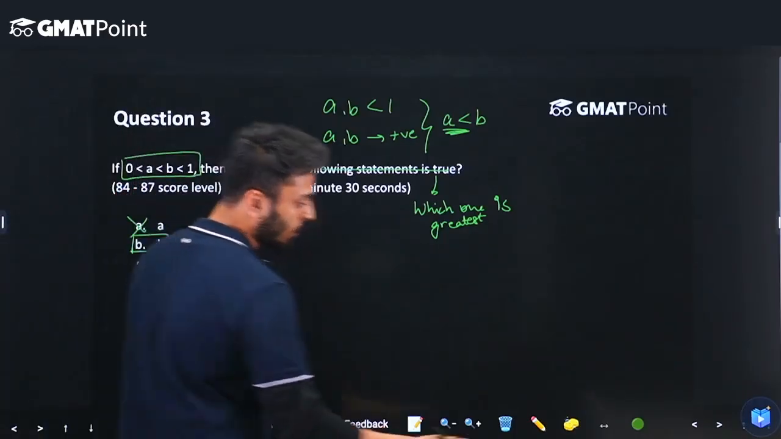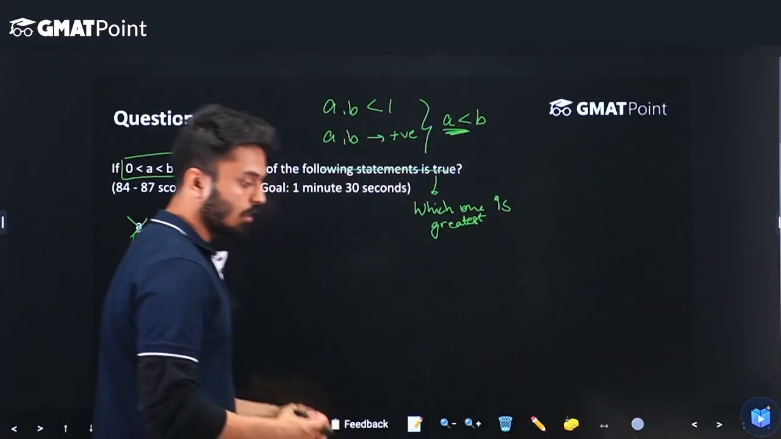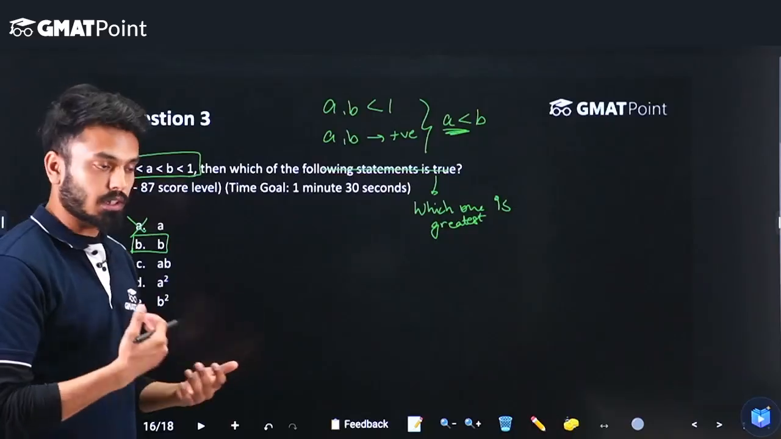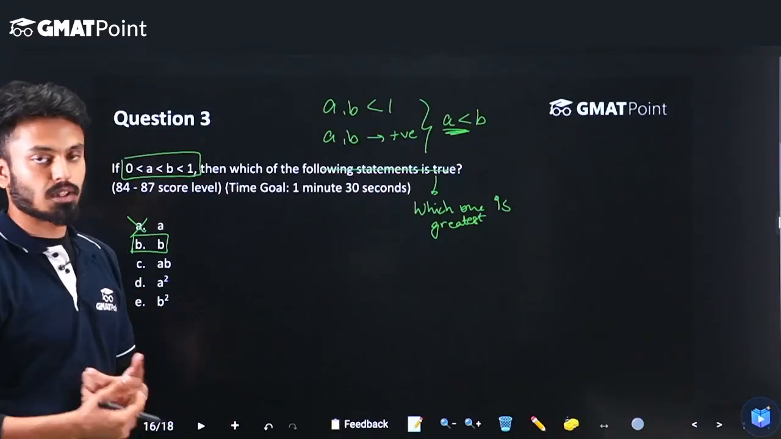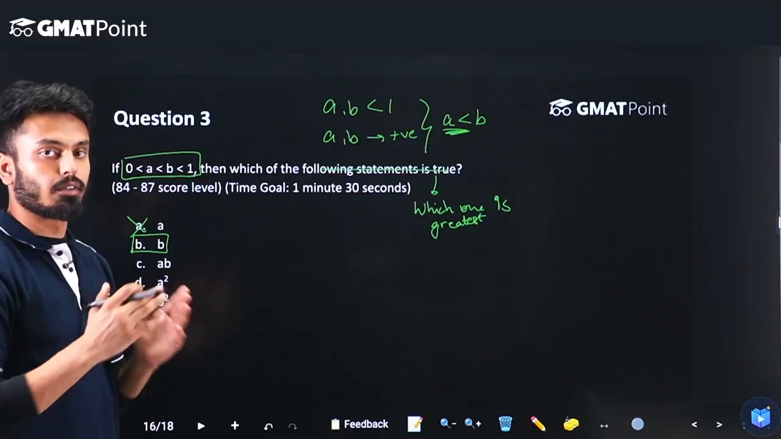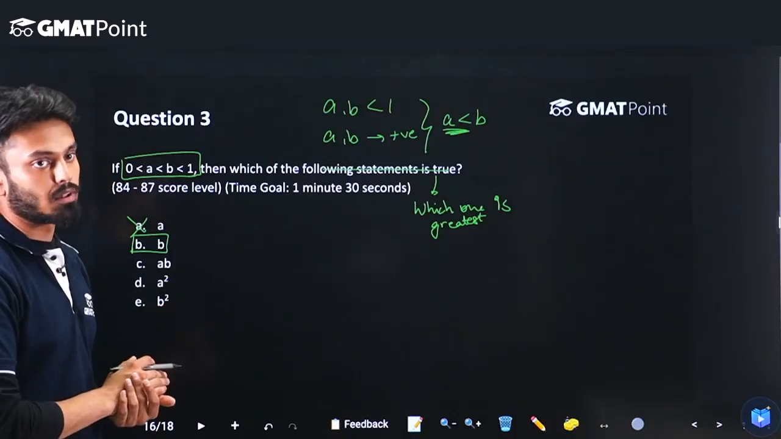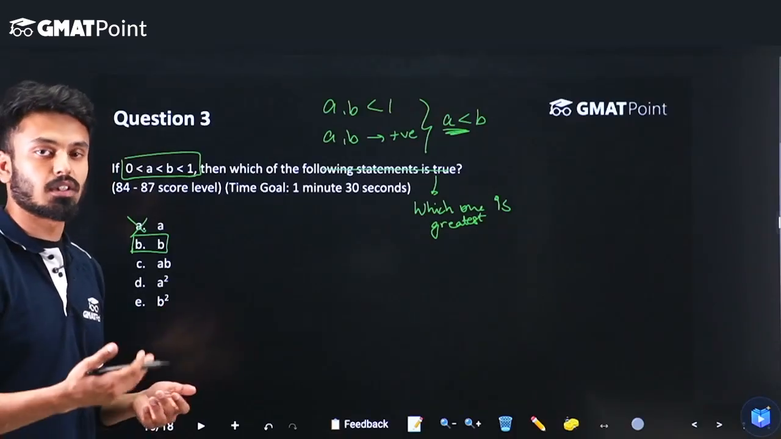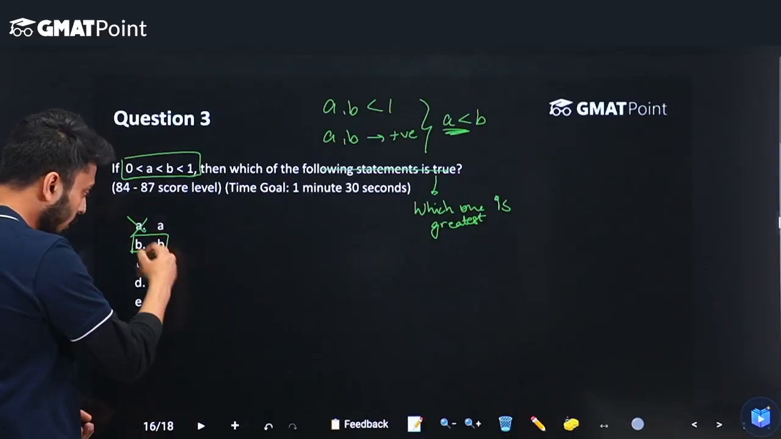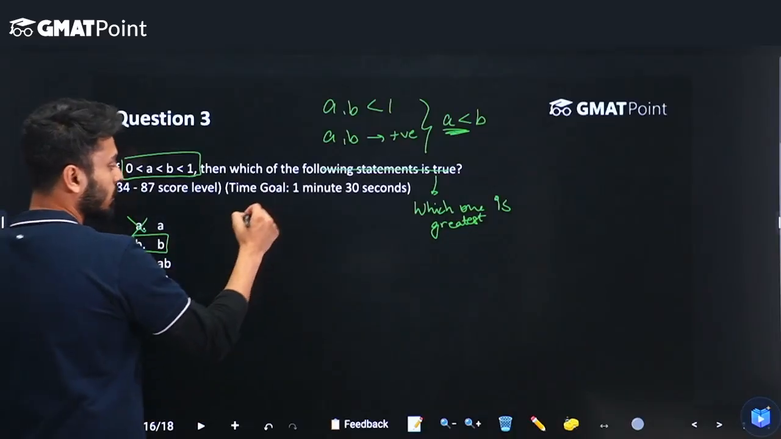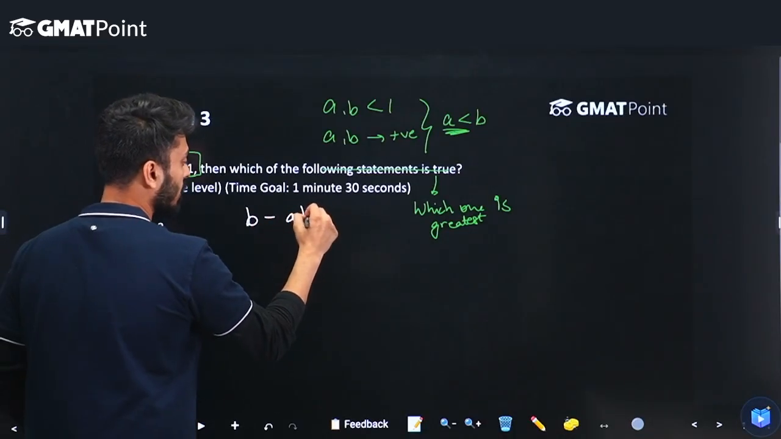Another thing I want to mention is that whenever you are dealing with questions like these, one very straightforward and simple way to check which one of them is greater is to simply find the difference between the two. If the difference is positive, then the first quantity must have been larger. If the difference is negative, then the second quantity must have been larger. Let's try it out. So let's write this out as B minus AB.